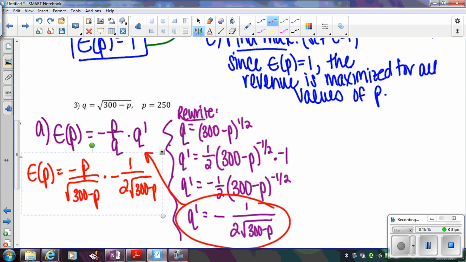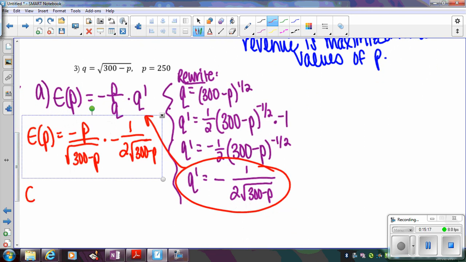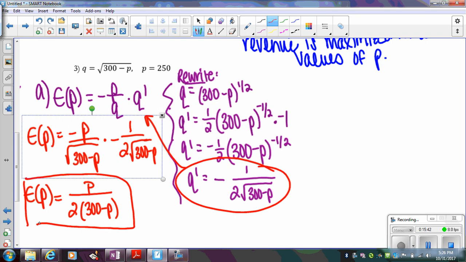So now when I go to simplify this, this is actually going to become a pretty nice looking fraction because negative times a negative is going to make it positive. So I'm going to have positive P. On the bottom, I'm going to have the 2 out in front, but when you multiply a square root by itself, we're just going to end up with 300 minus P. We're going to be left with what's underneath the square root. So there's my epsilon function. Now you can distribute that as well, but we can do that later. It doesn't really make a difference.